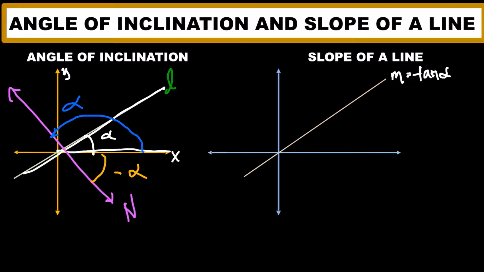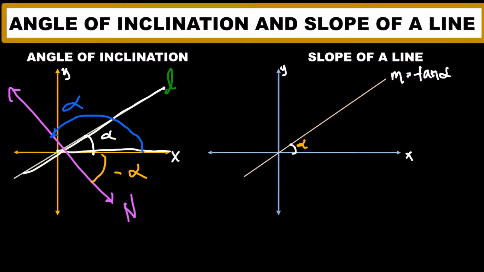All right, now suppose let's have a line here, and we're going to solve the slope of this line. Let us try first to locate the angle of inclination of this line. So obviously, based on the figure, we can say that this is the angle of inclination. Let's change the color, say that's alpha.